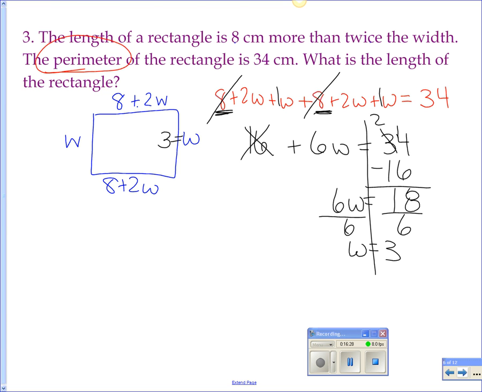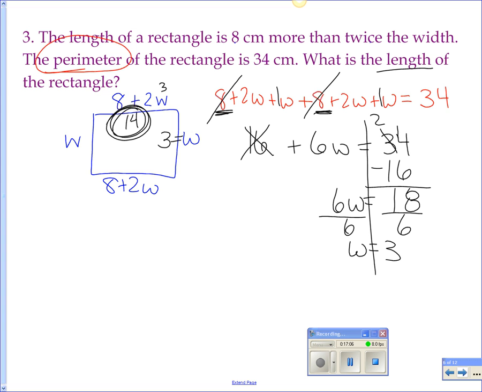The width is 3. Joey, what does the question ask? Good. What is the length? So I need to look back at my picture. This is the length. All right, Joey, if I know that W is 3, how can I figure out what this length is? What can I do? What do I do with these two? 6, and then I add it to 8. 6 plus 8, anybody? 14. So that's the answer, 14.